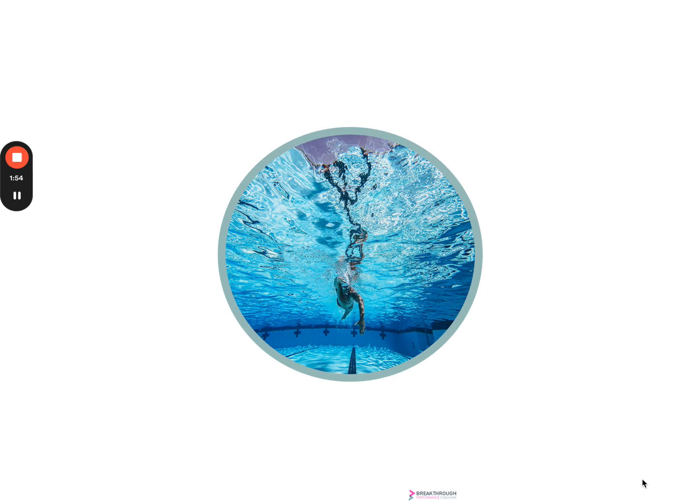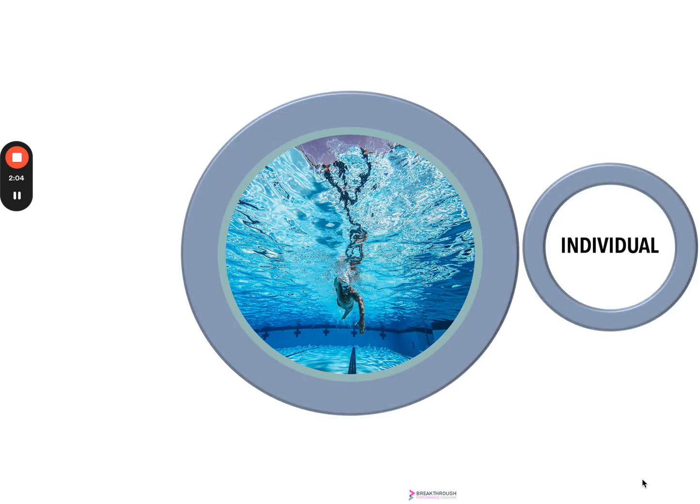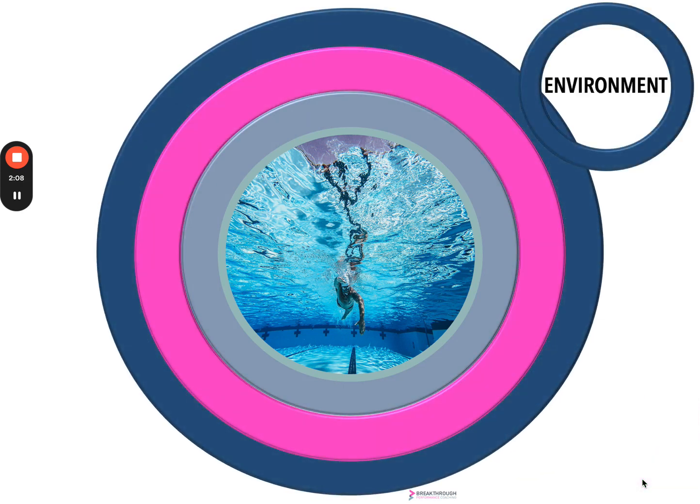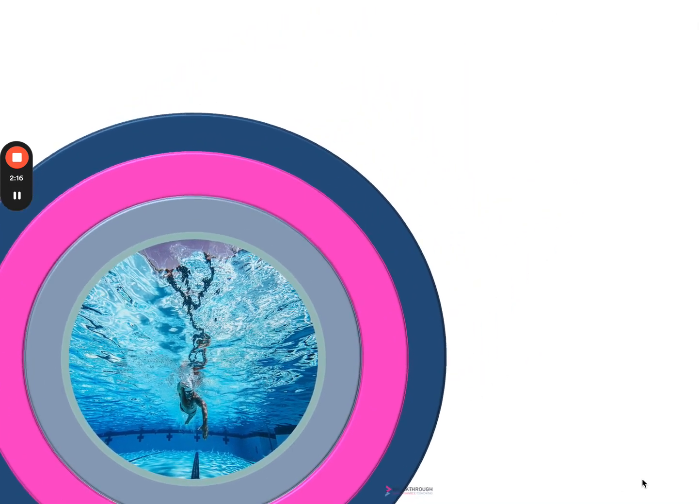When we're thinking about working with a person who is swimming through water, we're looking at the intersection of that individual, task, and environment. And we want to understand what each one of these factors, individual, task, and environment, has underneath it that we can work with.